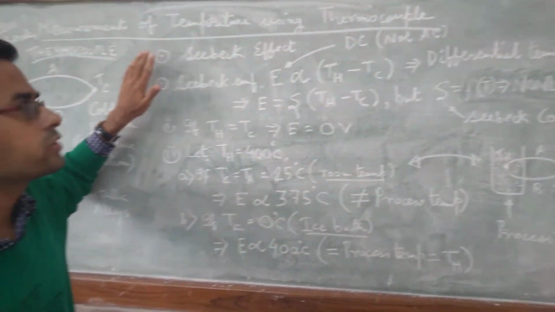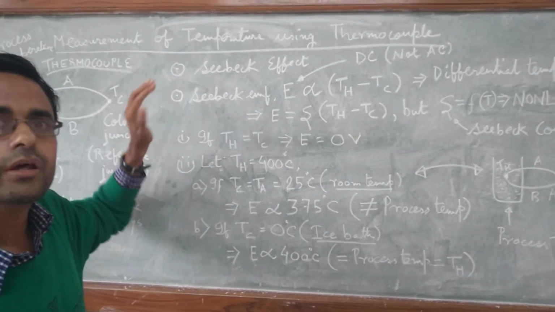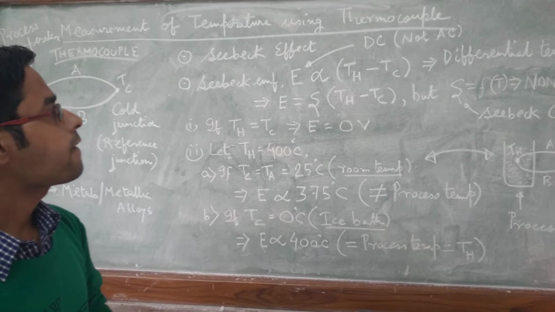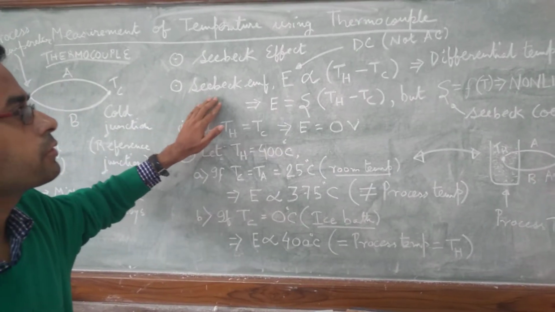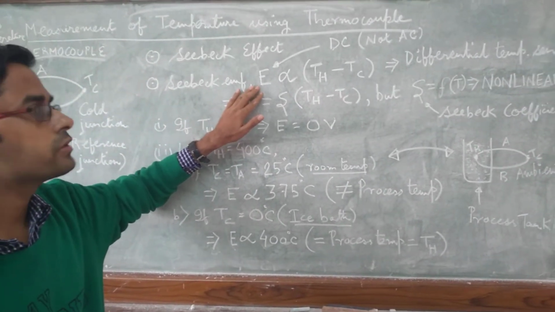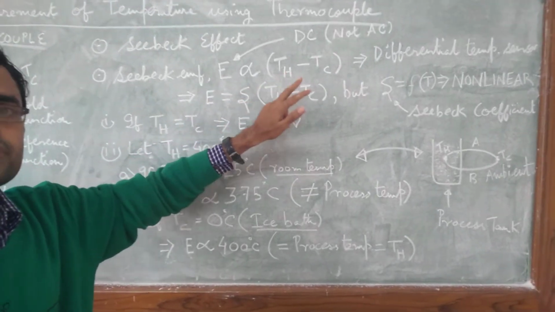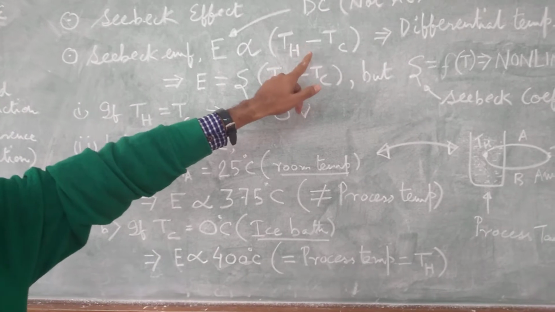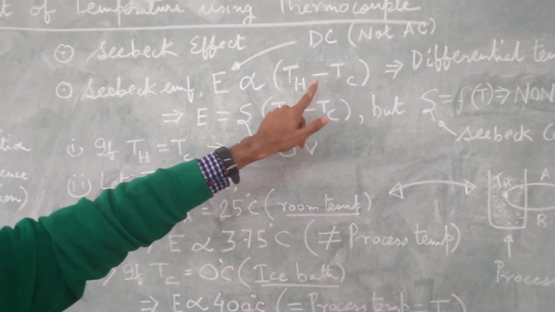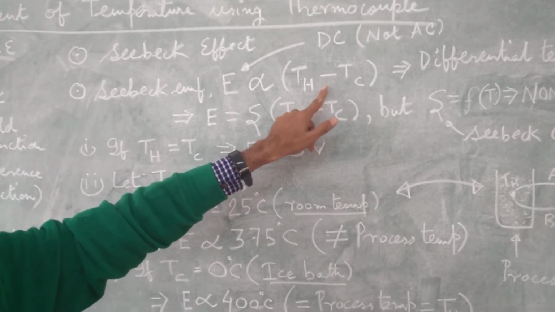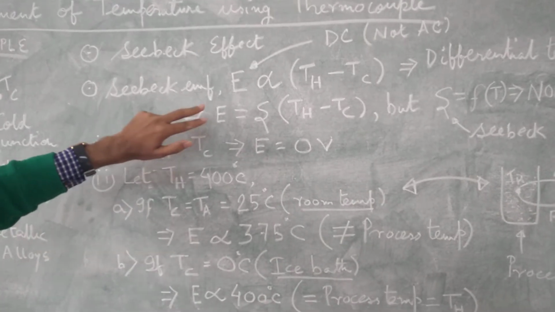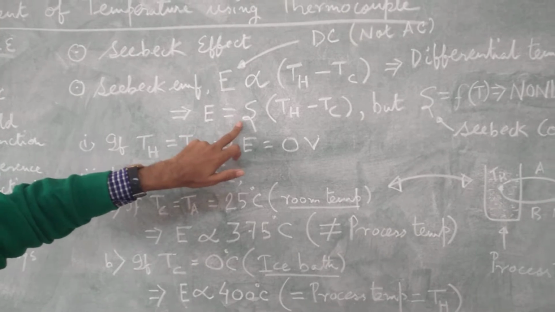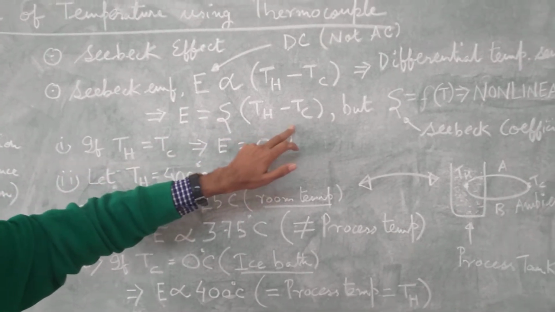Now, this is from our 12th standard physics. We know that the thermocouple is based on the Seebeck effect, and the Seebeck EMF is given by E is proportional to Th minus Tc. Note that this is differential temperature, and so thermocouple is a differential temperature sensor. So we can write this as E is equal to some factor S multiplied by Th minus Tc.